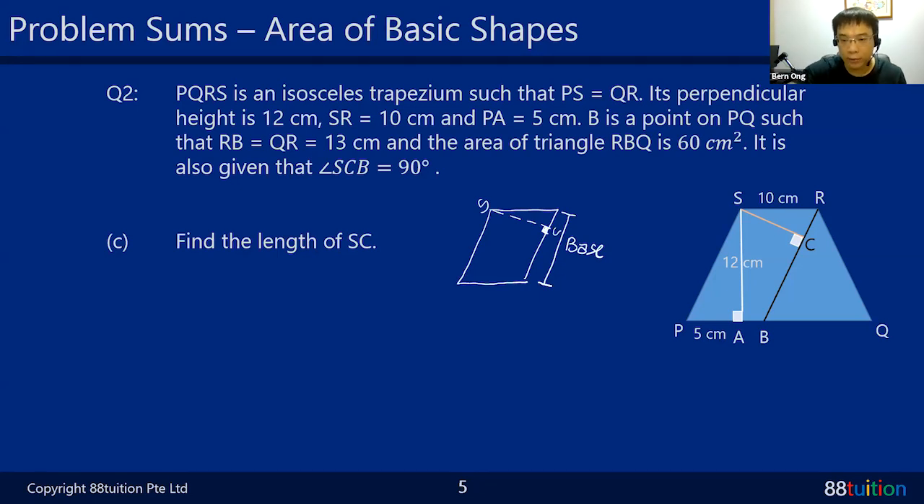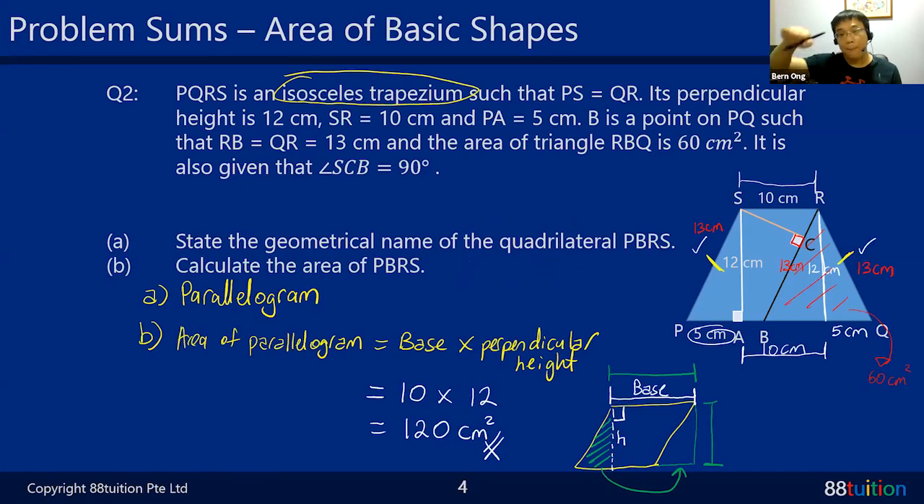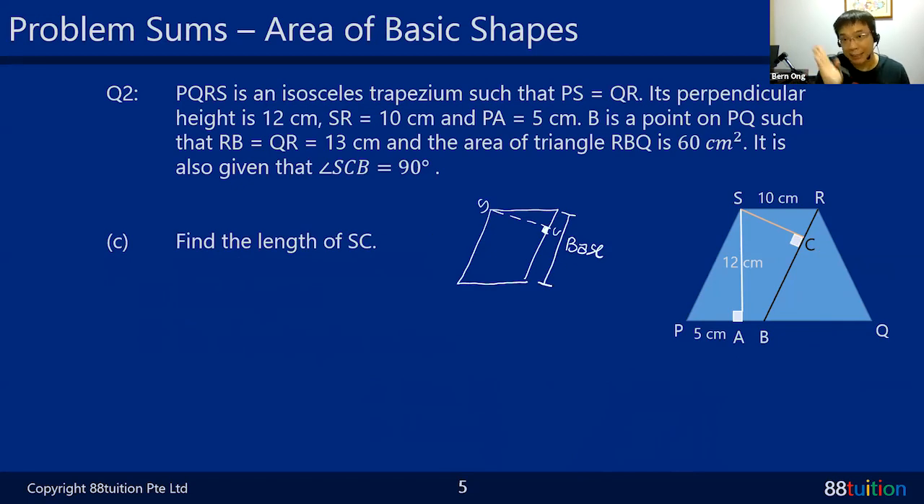So instead of calling my base the horizontal line, and my height this, what happens now? My base is the one that is slanted, and my perpendicular height is the dotted line one. In this case, if I cut off this portion and stick it here, it goes back to a rectangle again. Can you see or not? So now my base is BR.